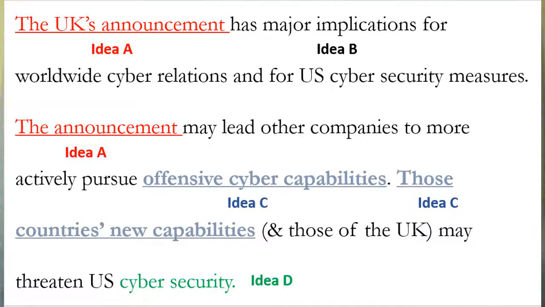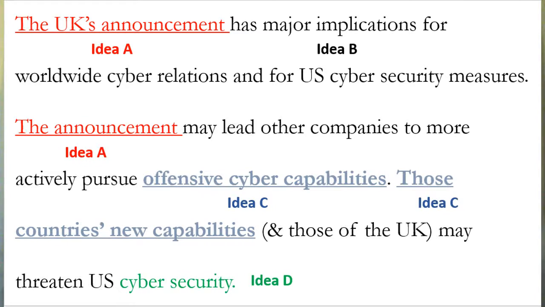In this paragraph, I've tracked the old and new ideas using both color and underlining and italics. I'll read the paragraph, then we'll analyze it. This paragraph is about a 2014, 2015, I can't remember, announcement by the UK that they would begin to recruit hackers to work for the government in the hopes of increasing their cybersecurity. The UK's announcement has major implications for worldwide cyber relations and for US cybersecurity measures. The announcement may lead other countries to more actively pursue offensive cyber capabilities. Those countries' new capabilities, and those of the UK, may threaten US cybersecurity.